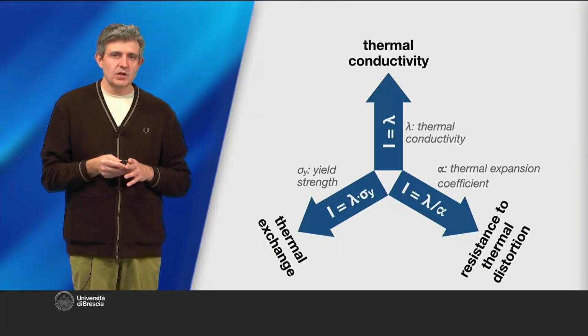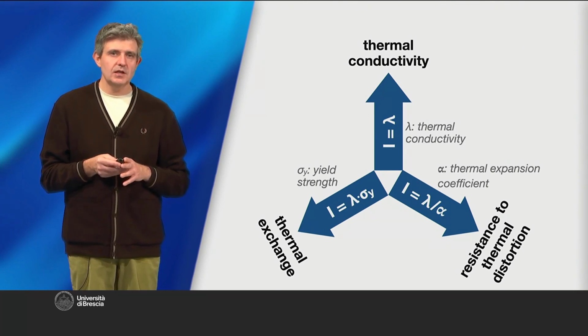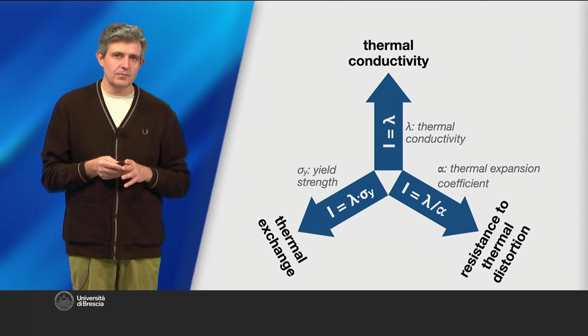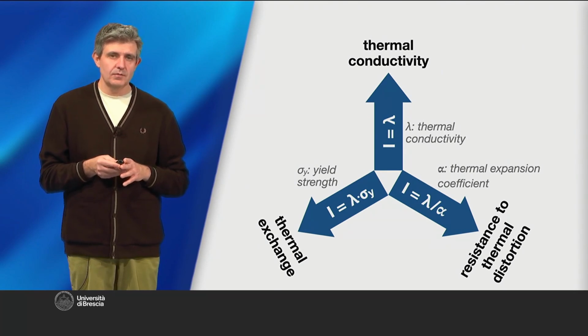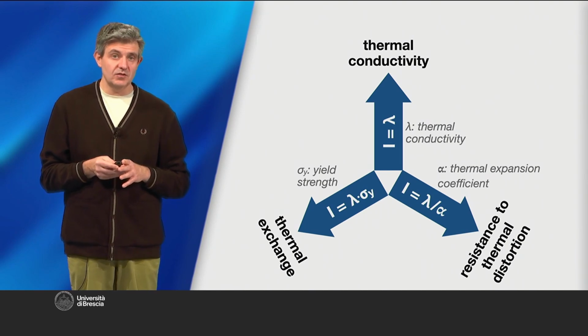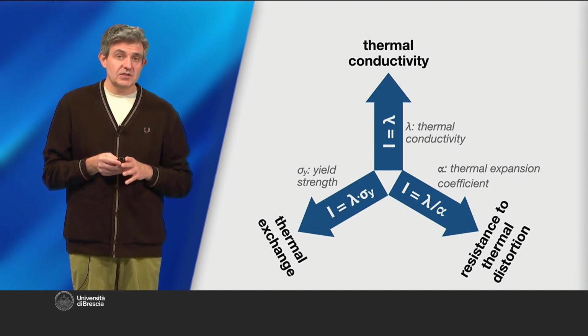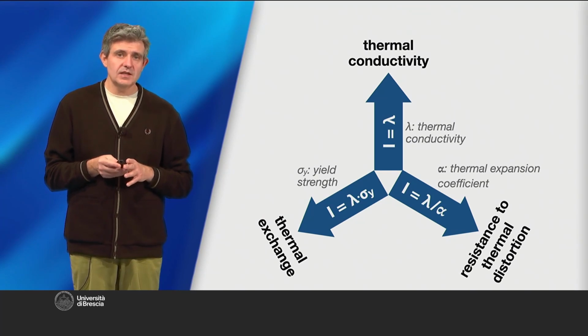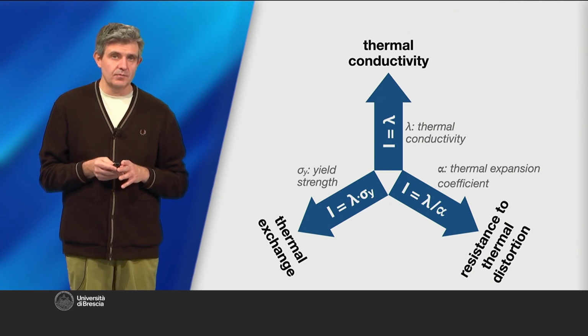So, in problems related to thermal conductivity, we won't just limit ourselves to choosing the best conductors or the best insulators. Some indexes will combine different properties. For example, in the case of resistance to thermal distortion, you choose materials with high thermal conductivity and a low coefficient of expansion, while in the case of designing heat exchangers, you look for materials that optimize both conductivity and strength, so you can make thinner and more efficient tubes.